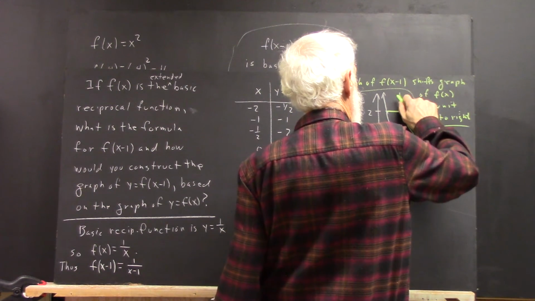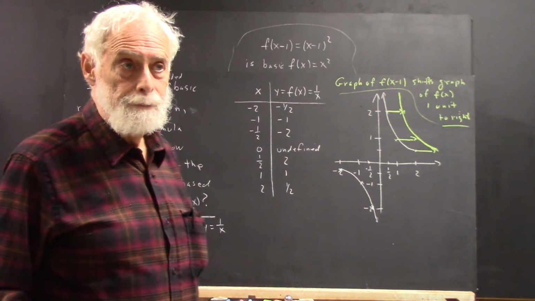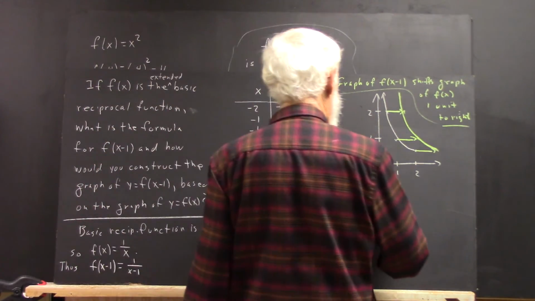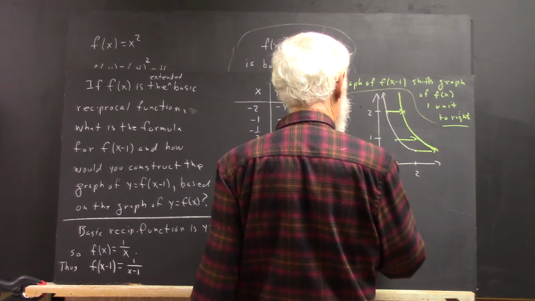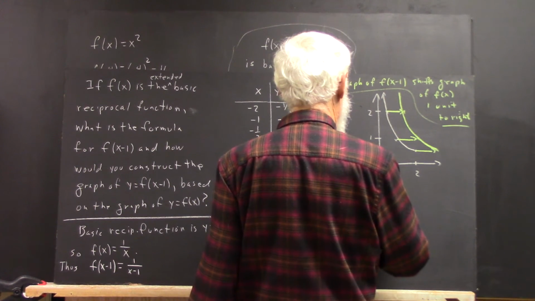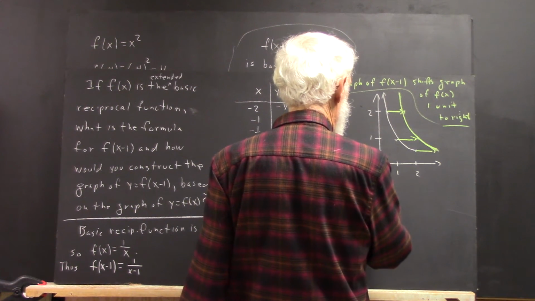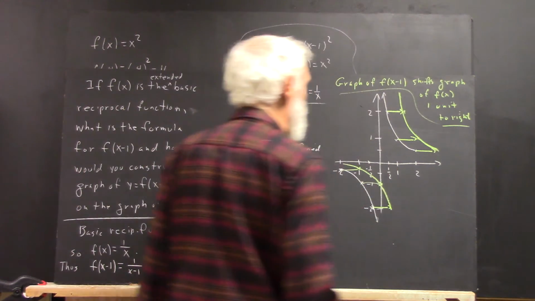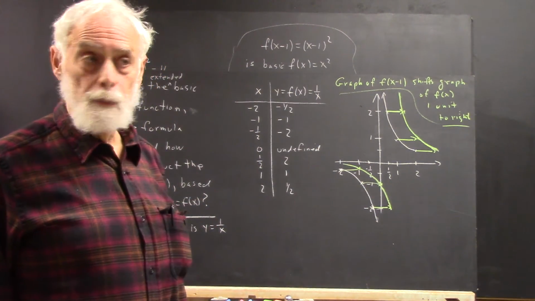And here's the new graph in the first quadrant. Okay? Now, every point here shifts 1 unit to the right, which means this one shifts over here, this one shifts to here, and this one shifts to here. So now we have these points.